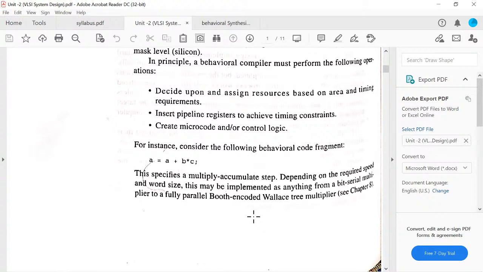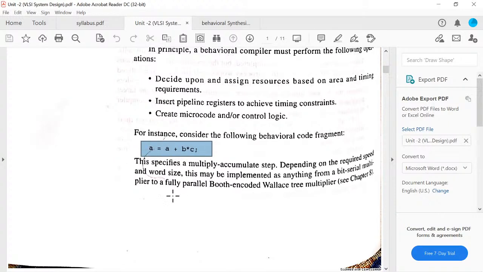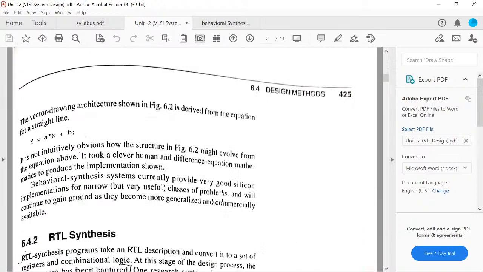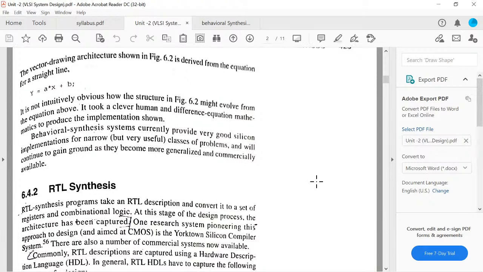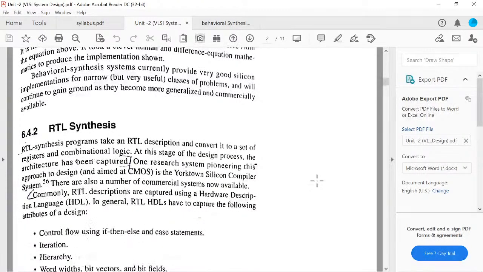So for this type of multiplication instruction, if we do programming in behavioral synthesis, we have to write the program in this type of C++ type coding. Okay, so behavioral synthesis systems currently provide very good silicon implementation for narrow classes of programs, and will continue to gain ground as they become more generalized and commercially available. So this one is all about behavioral synthesis.